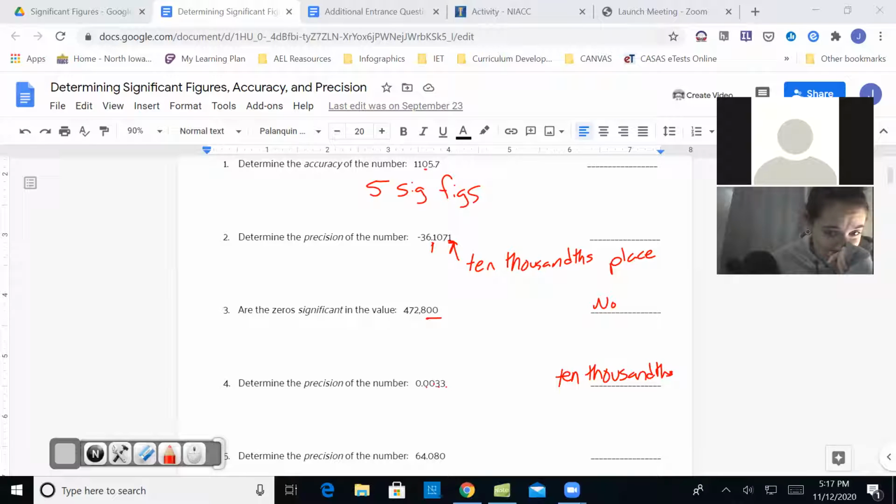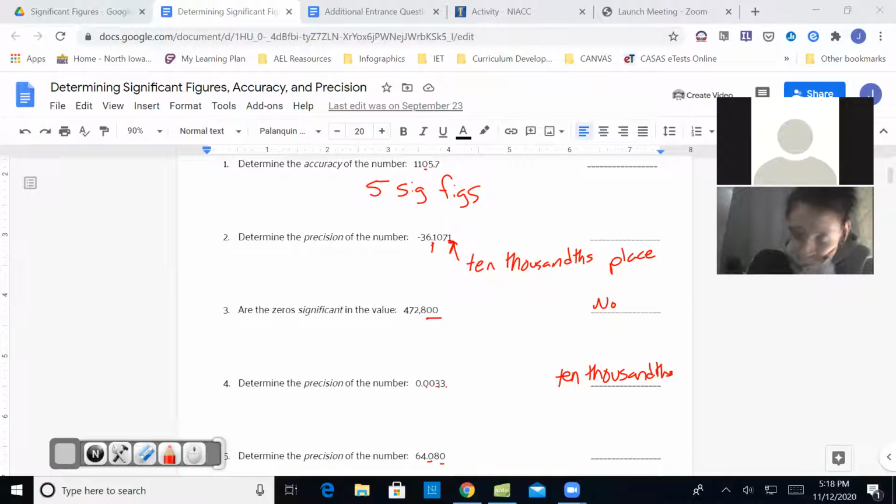So we want to determine the precision of this number. We have 2 zeros here. The first 0 we know is significant. It is between a 4 and an 8. It has to be significant. What about that last 0? Is that going to be significant? I think, was that Ava or Jamie that said no? Jamie said no.